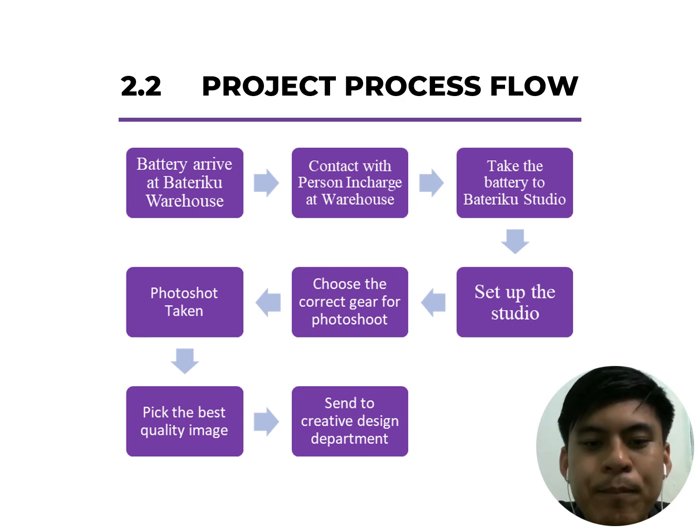Okay, this is the method that has been used for now. This is for the actual photoshoot, where the battery arrives at the Batteryco warehouse, and after that we need to contact the person in charge at the warehouse. Next, take the battery to the Batteryco studio and set up at the studio. After that, choose the correct gear for the photoshoot, and the photoshoot is taken. Next is to pick the best quality image, and lastly send it to the creative design department.